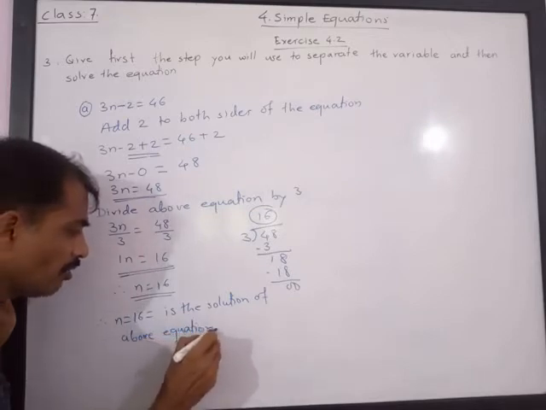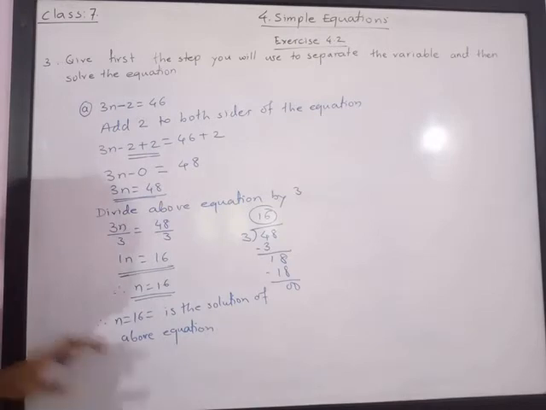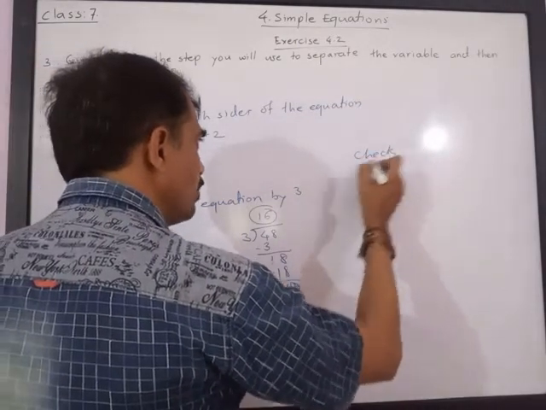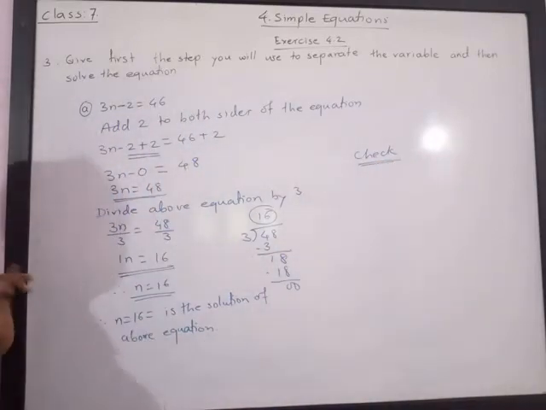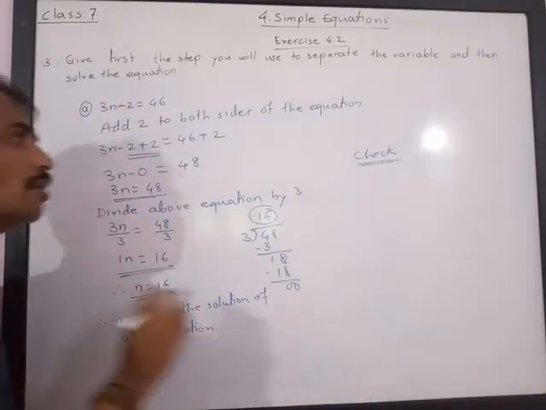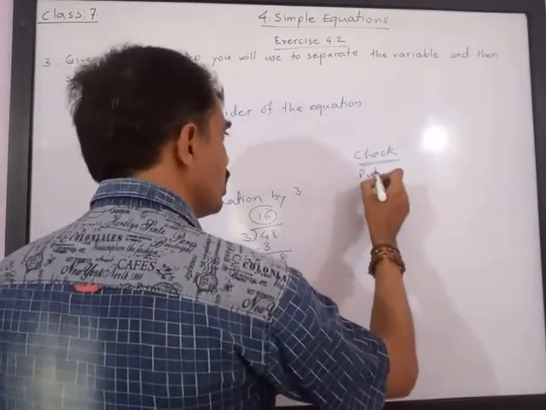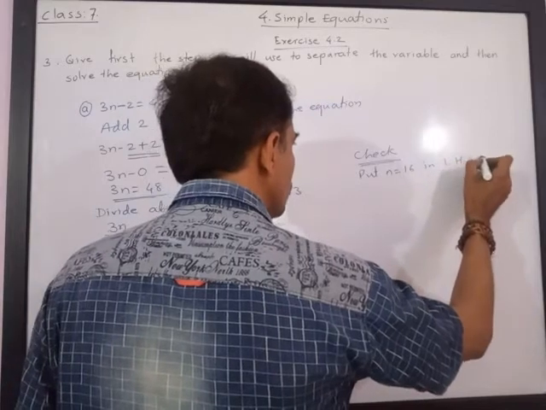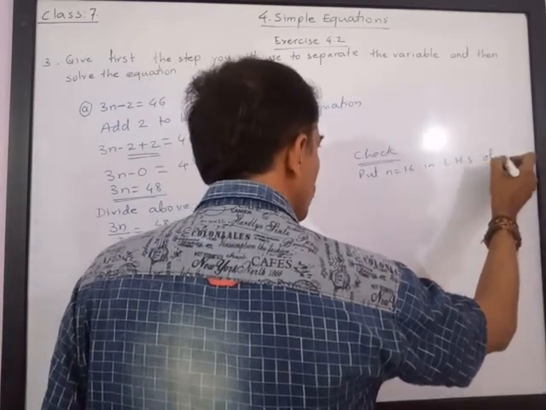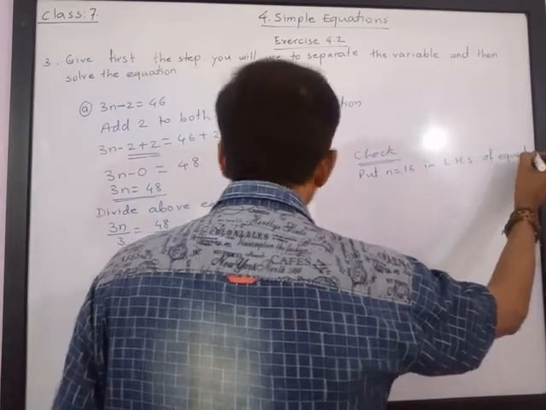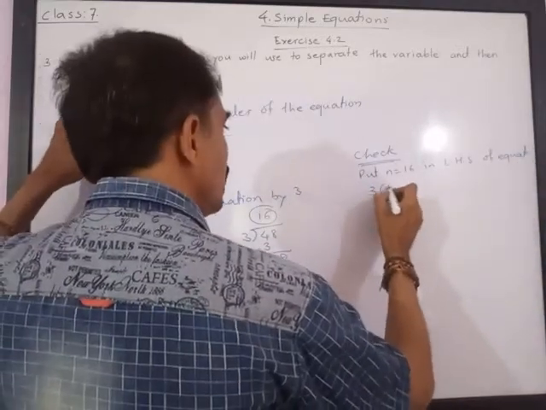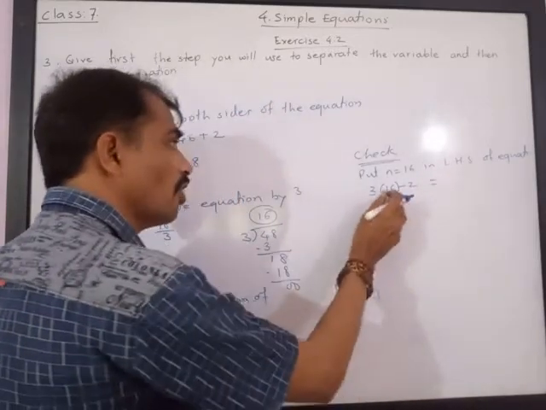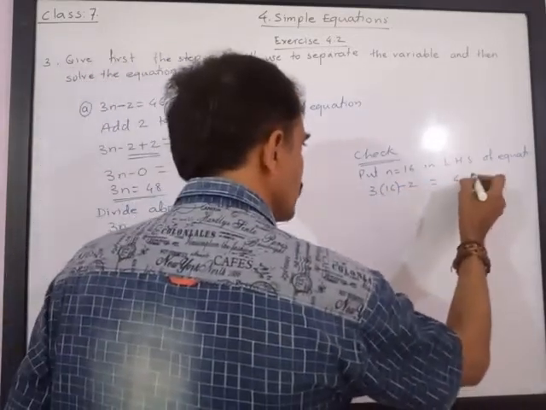Let us check whether the answer we have got is correct or not. I have already told you before also, checking can be done by putting n is equal to 16 in the LHS and RHS. Put n is equal to 16 in the left hand side of the equation. So this becomes 3 into 16 minus 2. So 16 threes are 48. 48 minus 2 is 46.